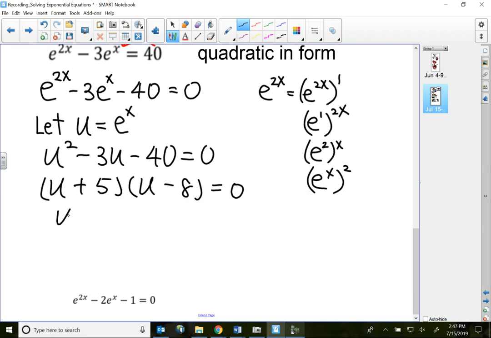All right, so u is going to equal negative 5. u is going to equal positive 8. So we're not just solving for u, we're solving for x. So now from here, I'm going to bring back my e to the x. So every u is e to the x. So what we're saying here is, it's really e to the x is equal to negative 5. It's really e to the x is equal to 8.